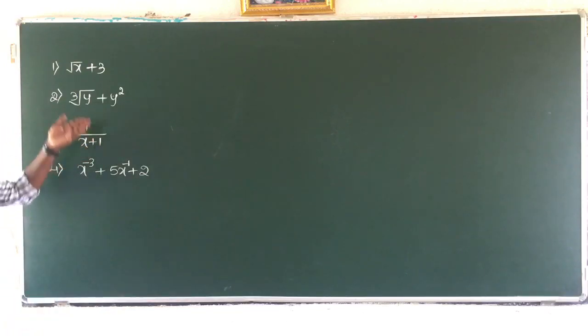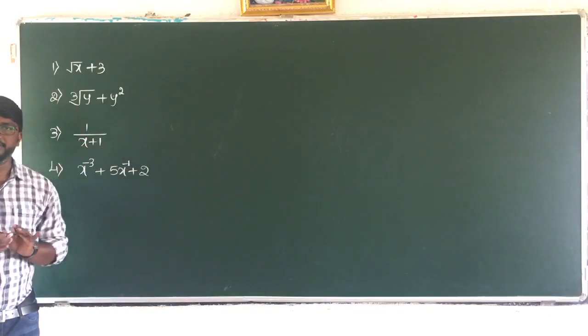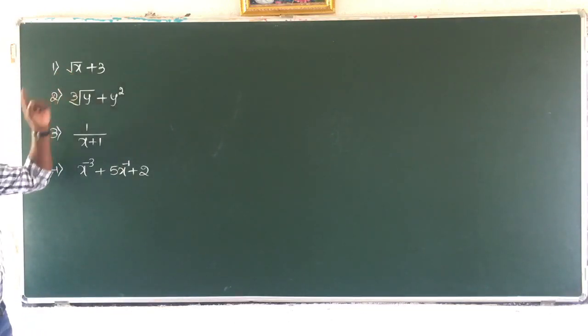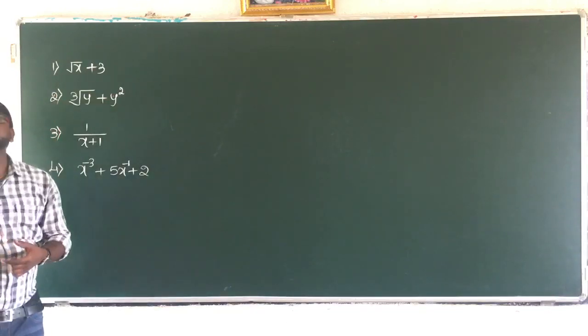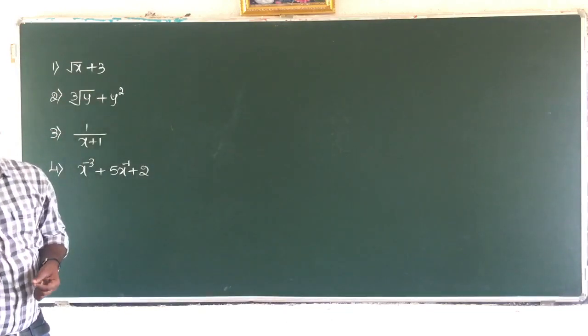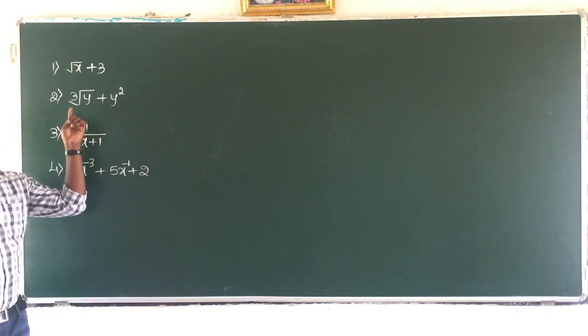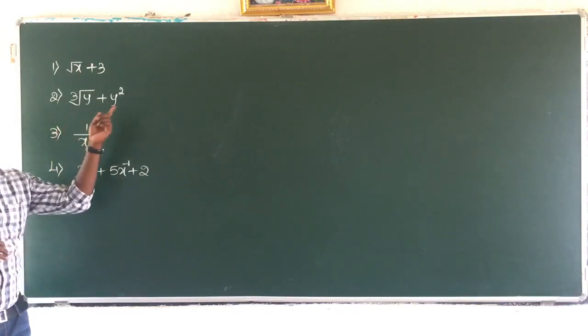So now these are all examples of not polynomials, because see the degree of x here. Root x is nothing but x to the power 1 by 2. So the degree is 1 by 2, and 1 by 2 is not a whole number. So here again cube root of y means y raised to 1 by 3, which is not a whole number.